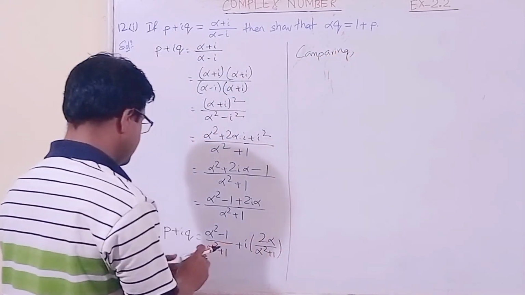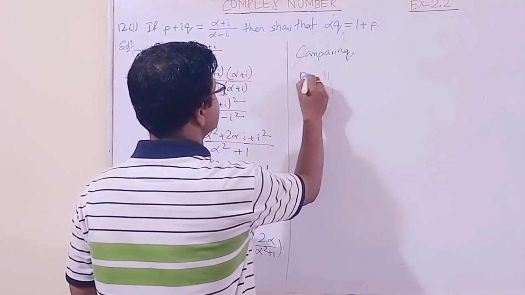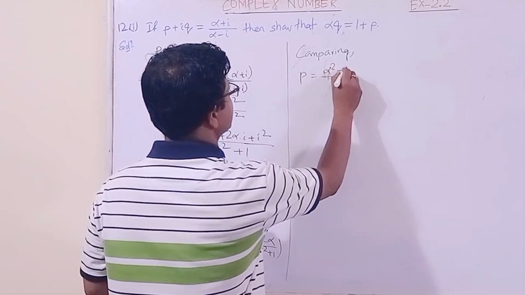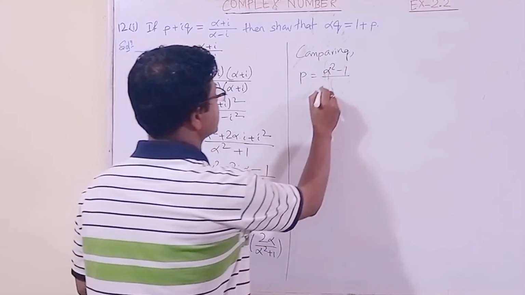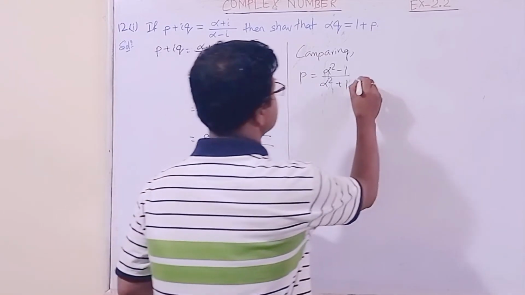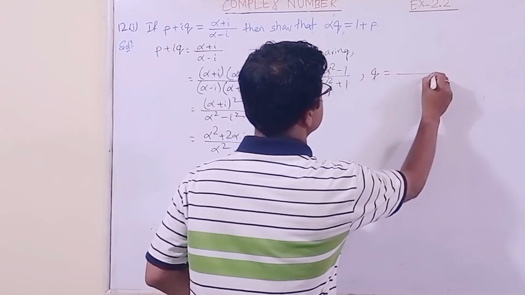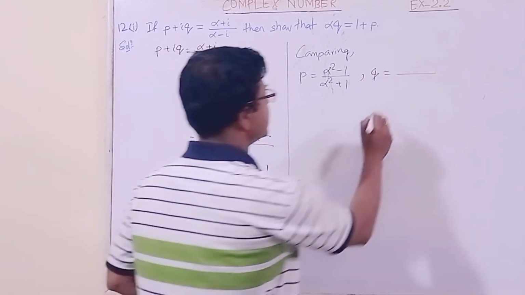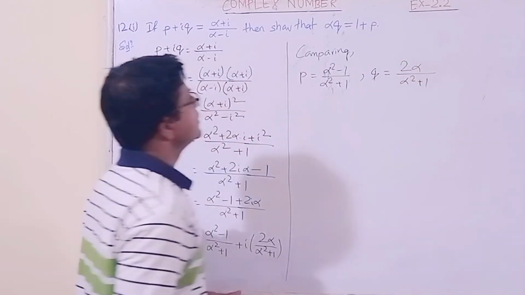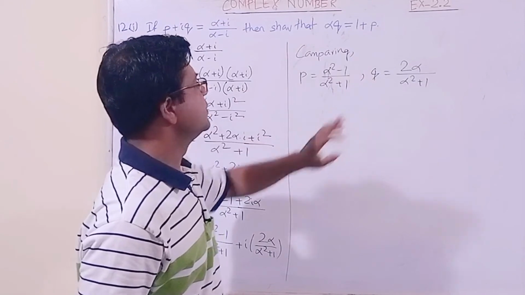Now we'll write, comparing the real part equal to real part, that is p equal to alpha square minus 1 divided by alpha square plus 1. Then what is q? q is twice alpha divided by alpha square plus 1. Okay, now what is alpha q?